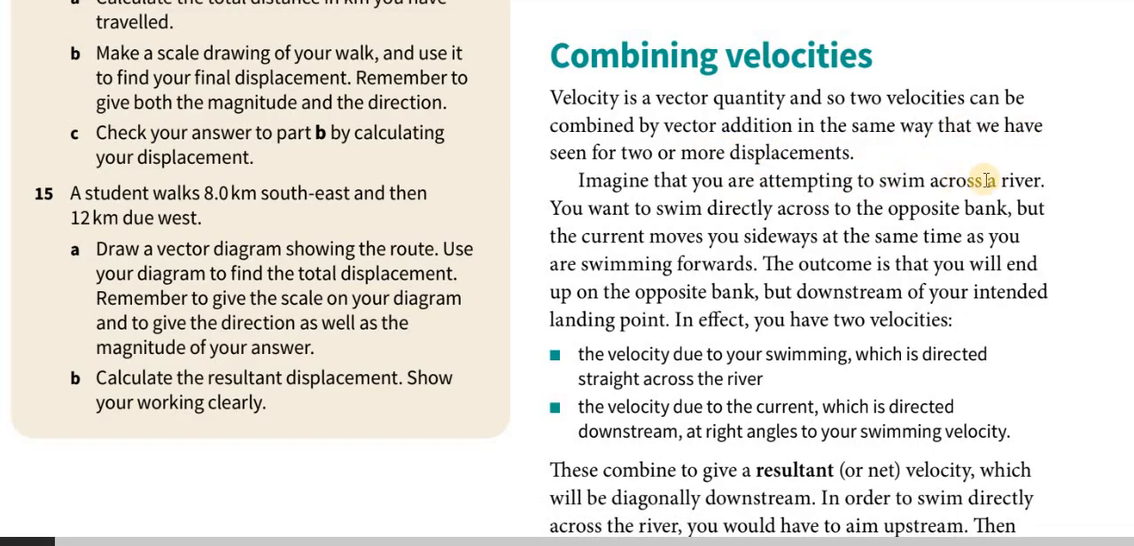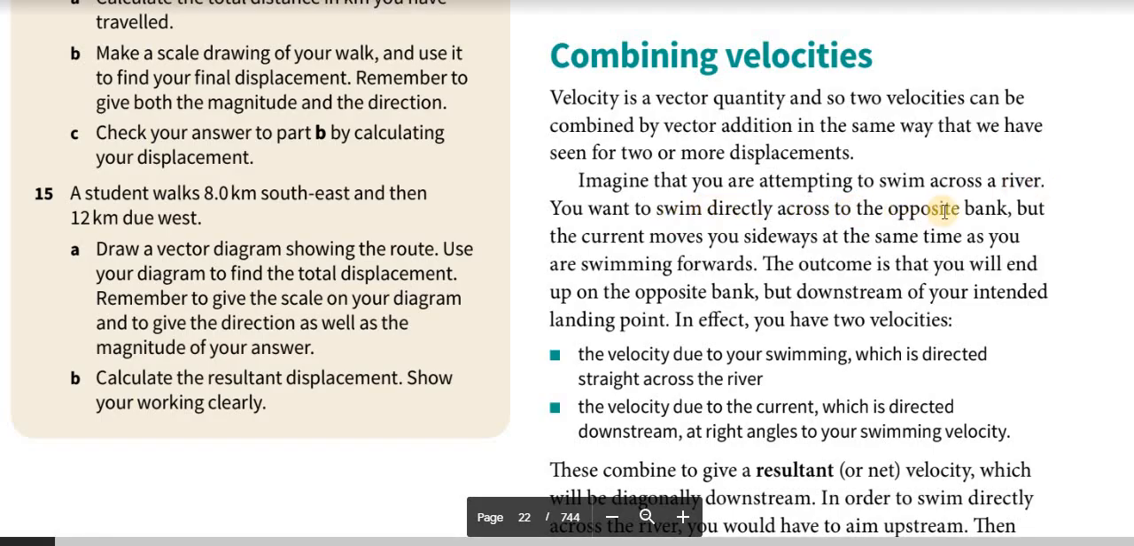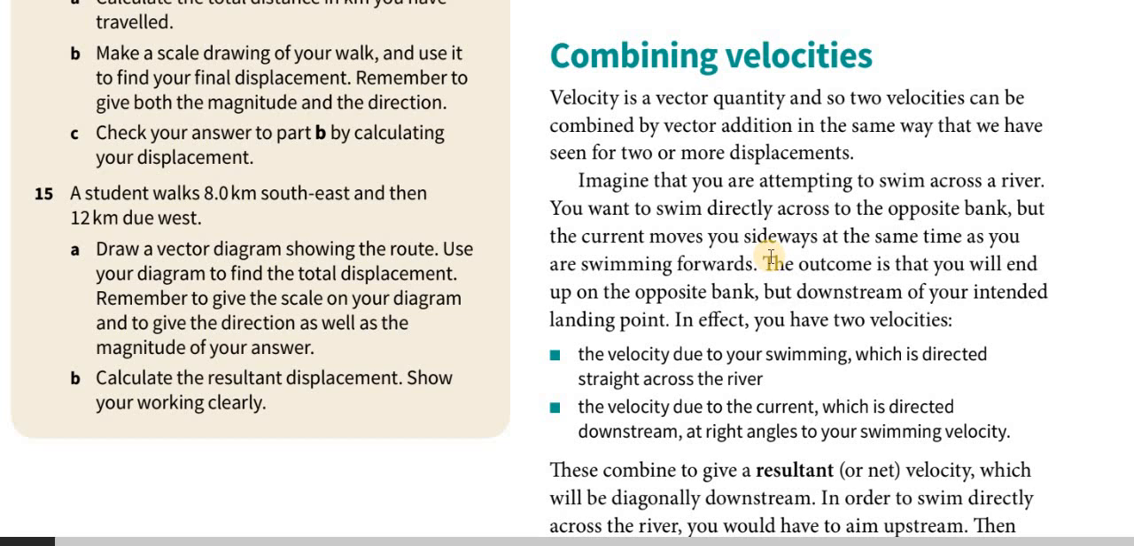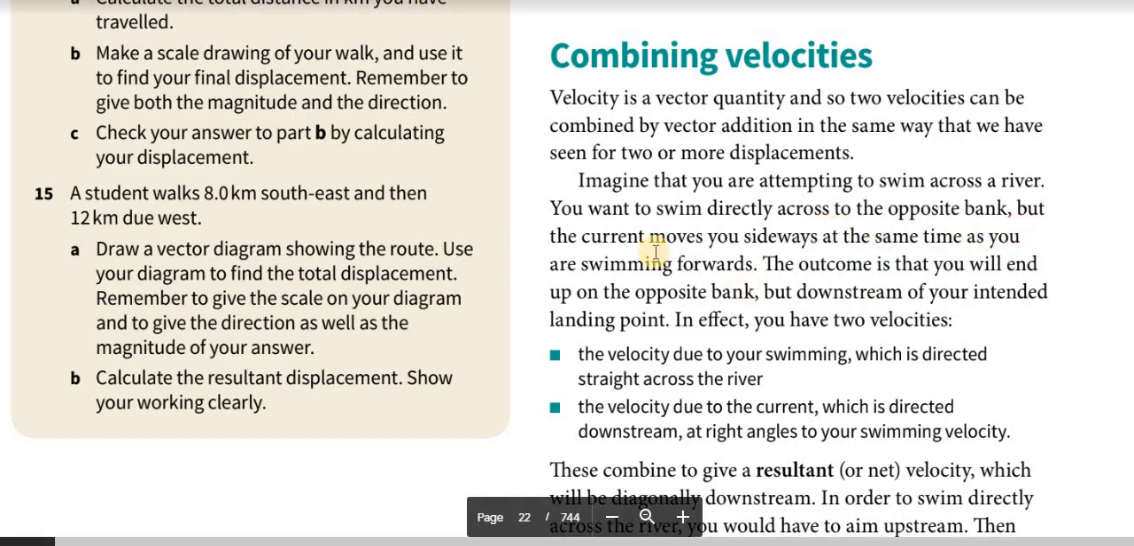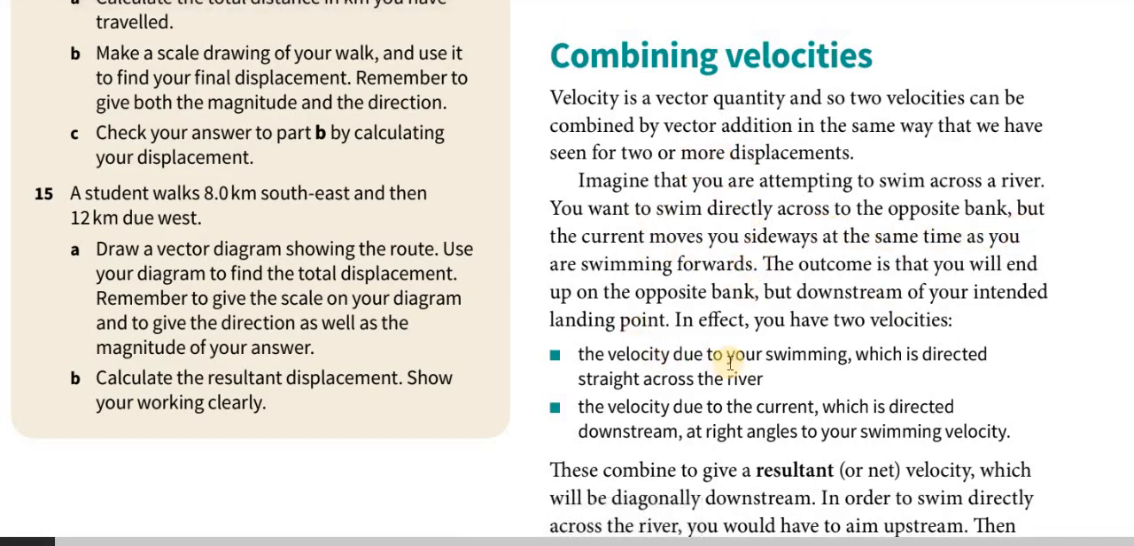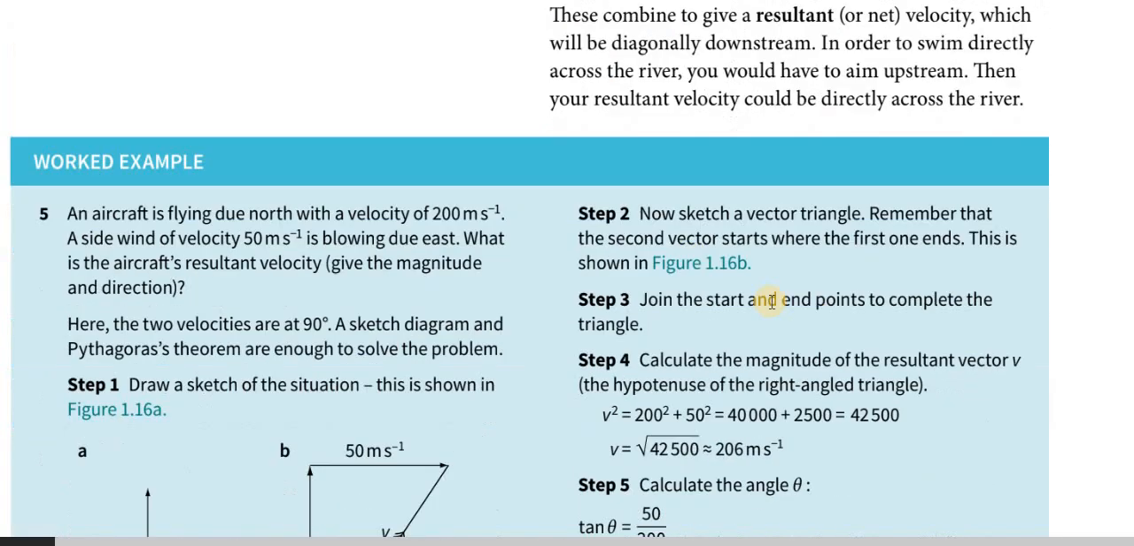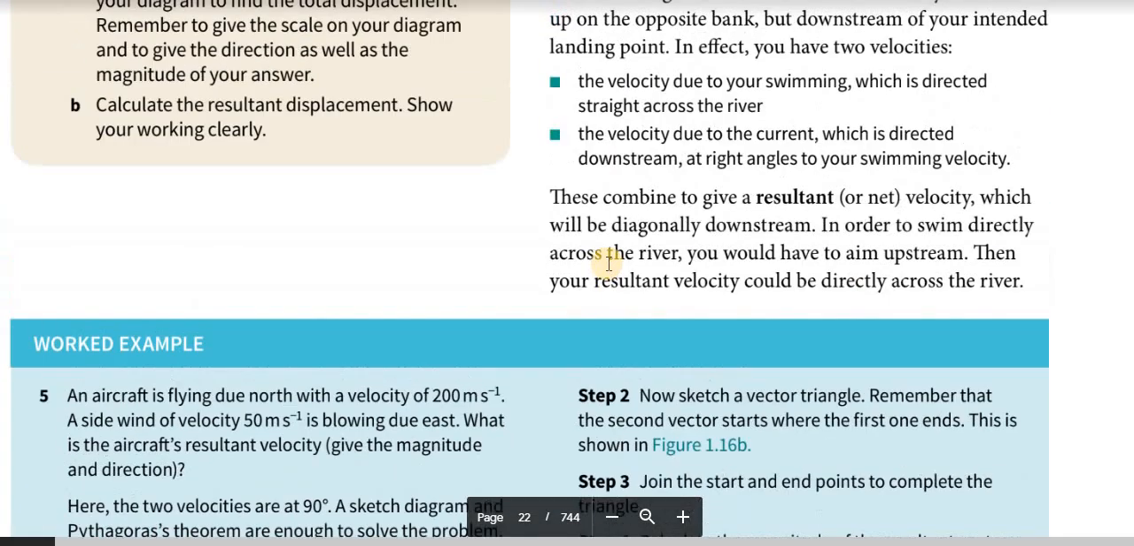Imagine that you are attempting to cross a river. You want to swim directly across to the opposite bank. So we have a river and you're trying to swim to the opposite bank, but the current moves you sideways. The river is flowing, and even though you try to swim straight to the other side, you will be directed in a diagonal direction, so you will end up somewhere else. The current moves you sideways at the same time as you are swimming forwards. Again, under the past paper questions, I have solved a question like this. There is also an example over here, so we'll go through that to help you understand this better.